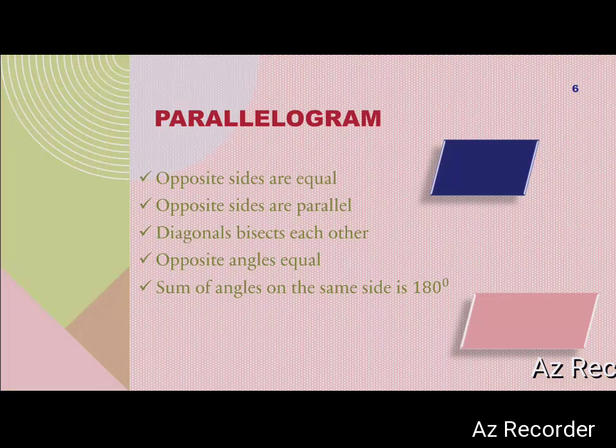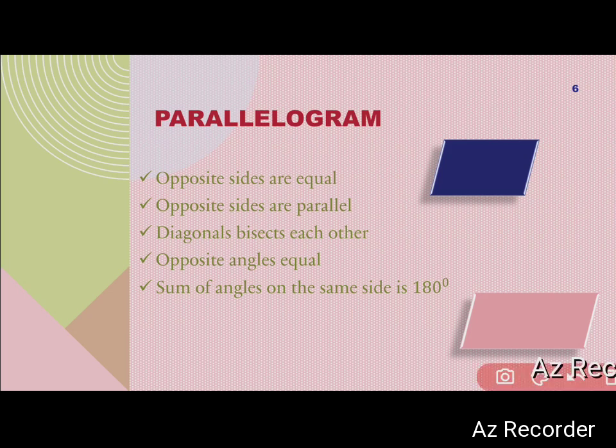Now we are going to the next quadrilateral, the parallelogram. A parallelogram is a quadrilateral with opposite sides equal and opposite sides parallel, and the diagonals bisect each other. All the opposite angles are equal and the sum of angles on the same side is 180 degrees.